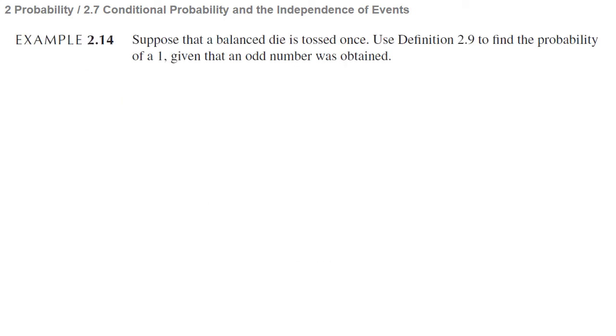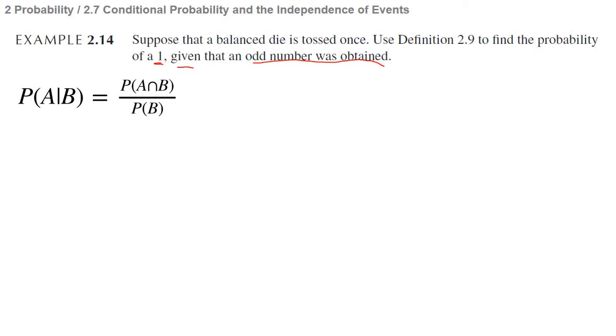Okay, let's move on to example 2.14. Suppose that a balanced die is tossed once. Use definition 2.9 to find the probability of a 1 given that an odd number was obtained. So given that an odd number was obtained, find the probability of 1. For definition 2.9, this is about the conditional probability.